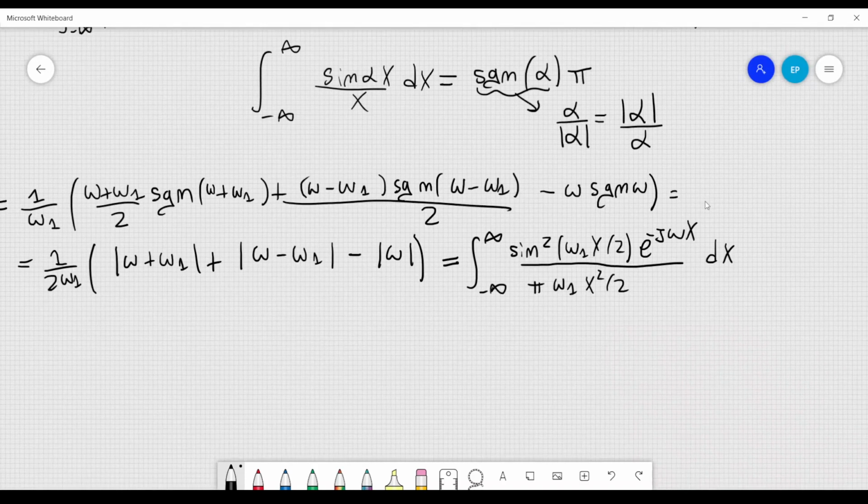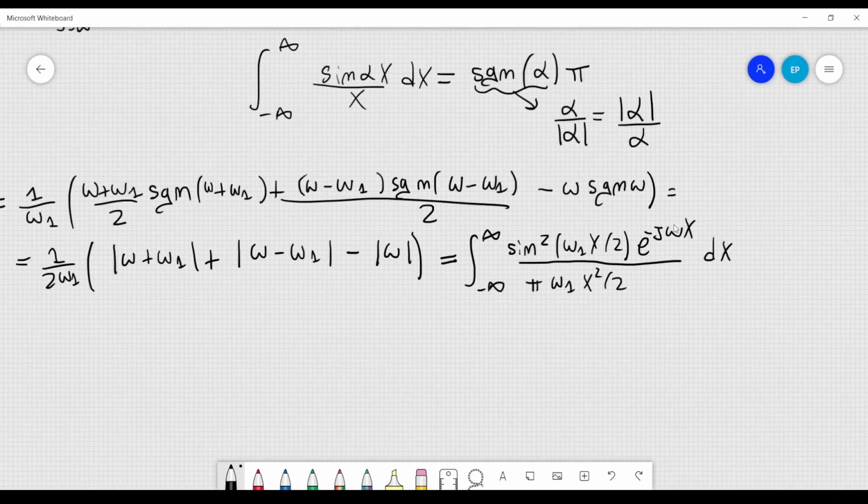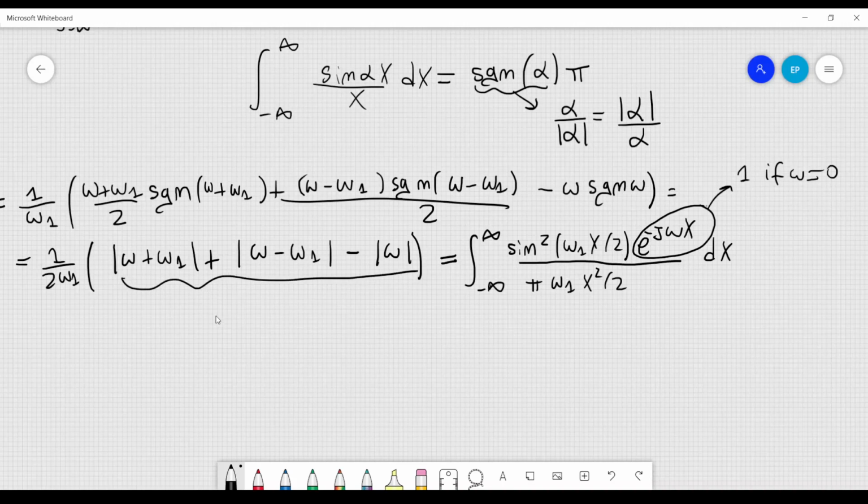Now take a look. If we set omega equal to 0, this complex exponential will be equal to 1. And in here, this will yield 2 times the absolute value of omega 1. So if omega 1 is positive, we get that this function is equal to 1. The integral of that function is equal to 1. And indeed, in that case, this would be a probability density.